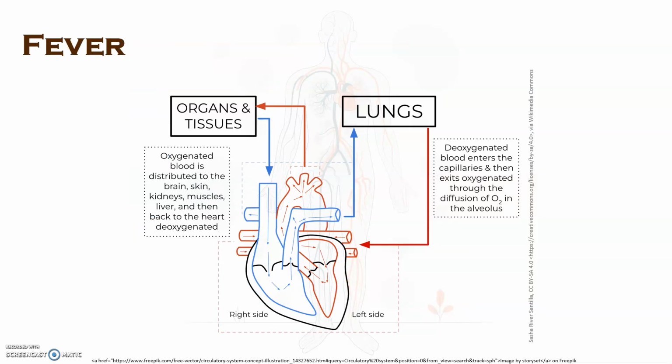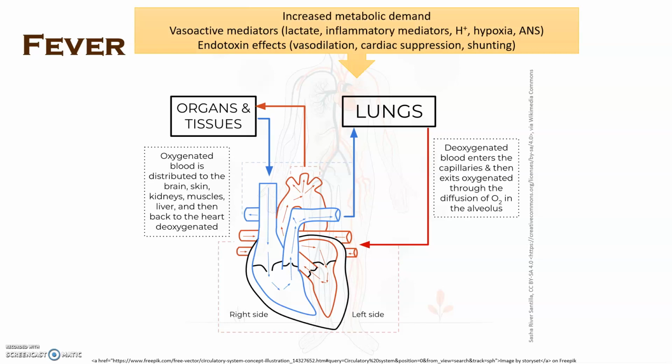Okay, let's have a look at fever. So fever causes an increased metabolic demand due to the actions of vasoactive mediators and inflammatory mediators, as well as the effect of endotoxins, which lead to vasodilation, shunting, and possible cardiac suppression. These effects lead to an increase in heart rate and stroke volume, increasing cardiac output as a response to this increased demand.